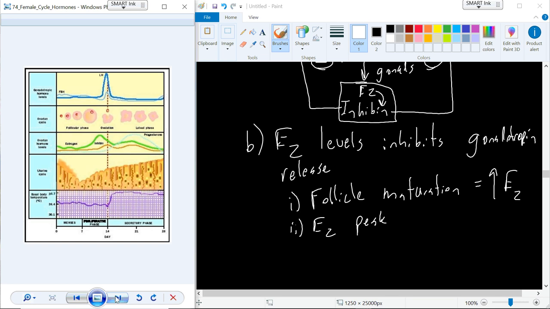You have five different windows. You have the gonadotropins, LH and FSH. FSH is this kind of lighter blue color. LH is this darker blue color. So this is the surge, right? This is levels of the hormone in the bloodstream.